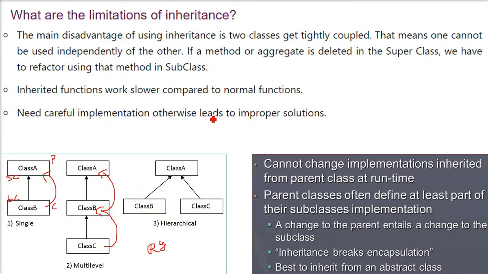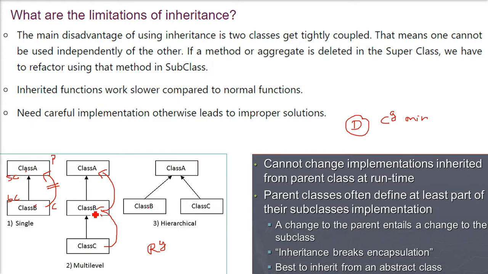But the disadvantage of using inheritance is that two classes are now tightly coupled. One is dependent on the other. That means one cannot be used independently of the other. When you talk about design, what do you want? You want low coupling. You want high cohesion. So when we talk about two classes, we talk about the coupling.